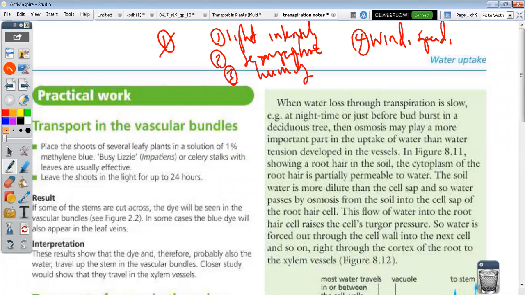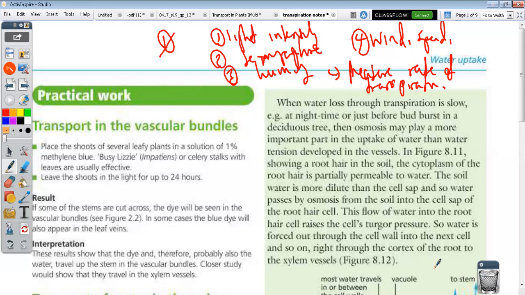Now, how do we measure? What do we use to measure rate of transpiration? What apparatus? What is it called? Who has been reading? Dye. That's not to measure. That is to investigate the path taken by water through the xylem. It has nothing to do with measuring.